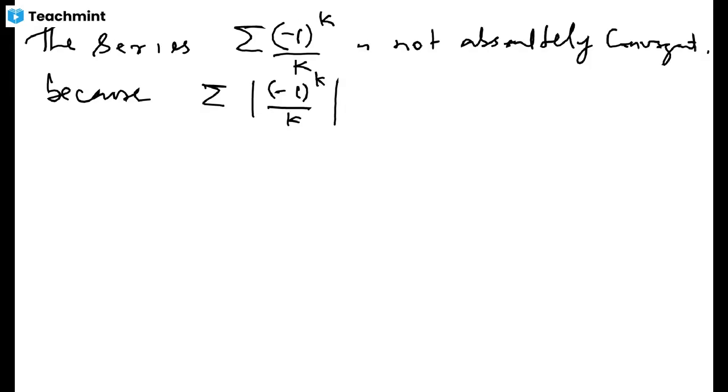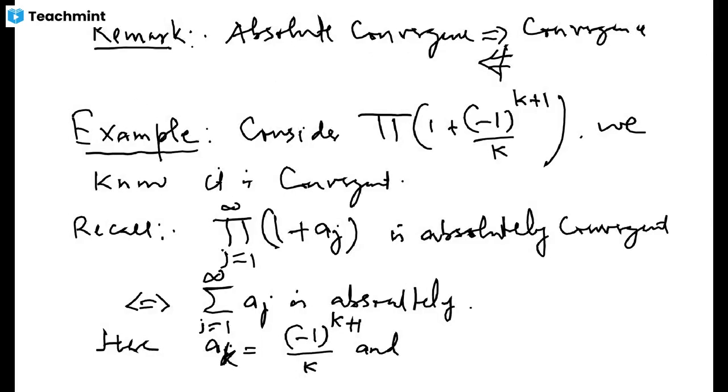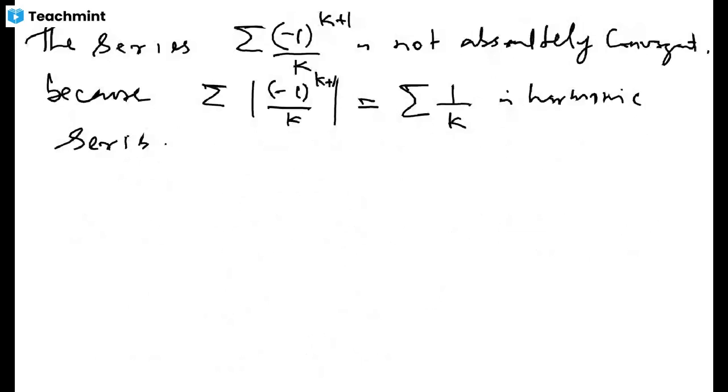But if you take the mod of each term of the series, you get the series which is the harmonic series, because mod of (minus 1) to the power k plus 1 is going to be 1. So this series is a harmonic series, and what do we know about the harmonic series? That it is not a convergent series. So this series is not convergent. Therefore, this product is not absolutely convergent. Thus, it follows that the product is convergent, although not absolutely.